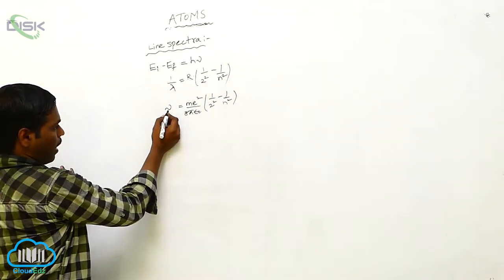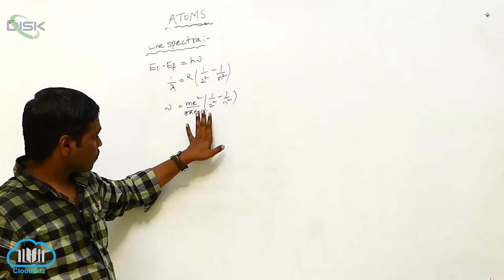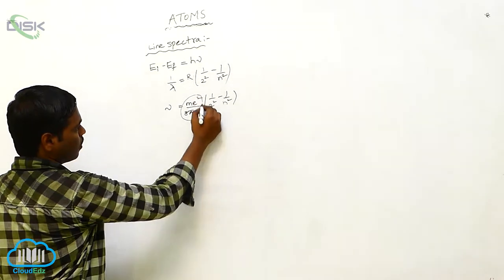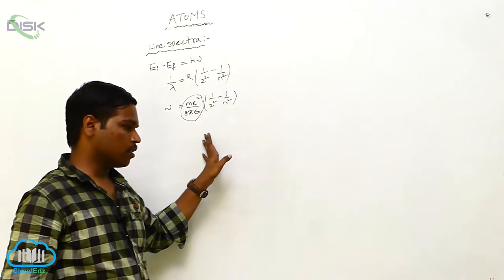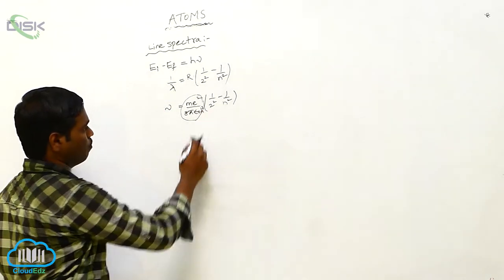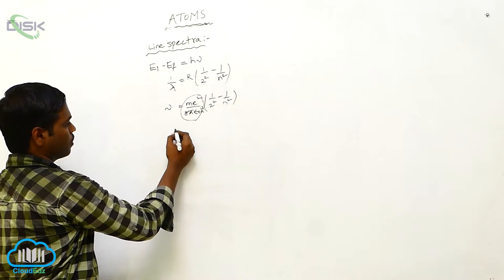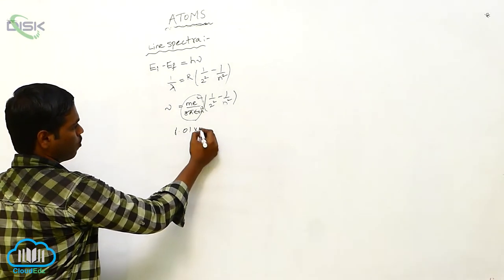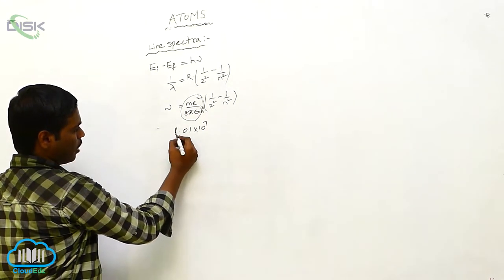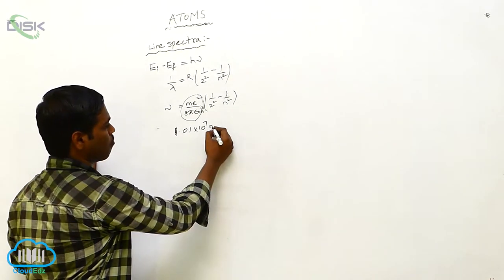Here, the constant part is the Rydberg constant, m e to the power 4 by 8 epsilon naught squared h cube. This is the Rydberg constant. If we put in all these values, we get about 1.01 into 10 to the power of 7 for this constant, which is nearly equal to 1.097 into 10 to the power of 7 meter inverse.